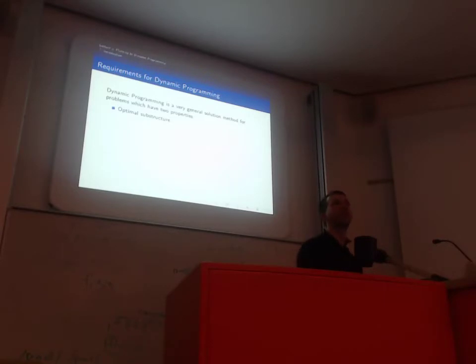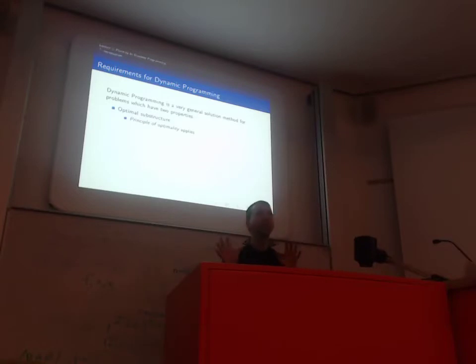One of which is called optimal substructure. What does that mean? That basically means that something called the Principle of Optimality applies, which basically means that the optimal solution can be broken up into pieces, each of which is an optimal solution to its own subproblem. So that's the principle of optimality.